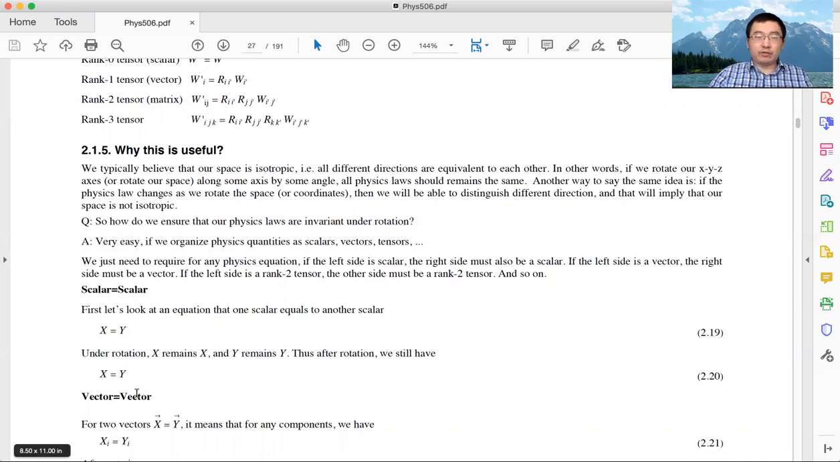We need to make sure that for any physics law we write down, the two sides of the equation are the same type of object. If the left-hand side is a scalar, the right-hand side must also be a scalar. If the left-hand side is a vector, the right-hand side must also be a vector. If the left-hand side is a rank 2 tensor, the other side must also be a rank 2 tensor.